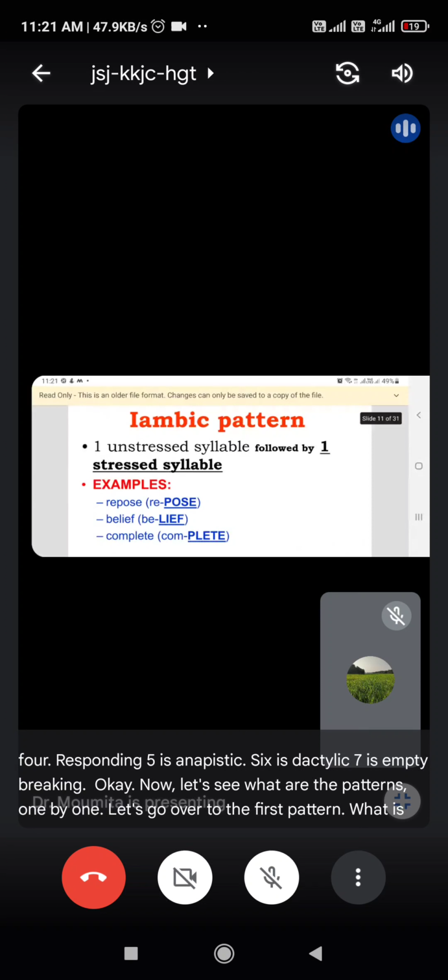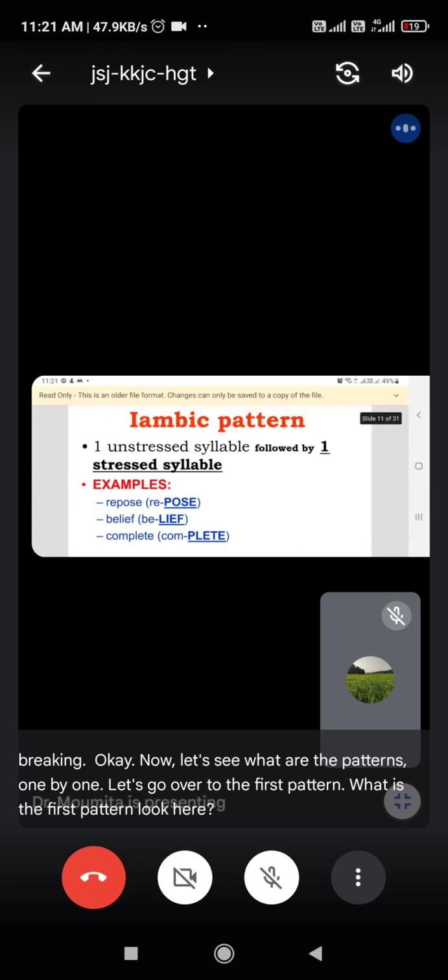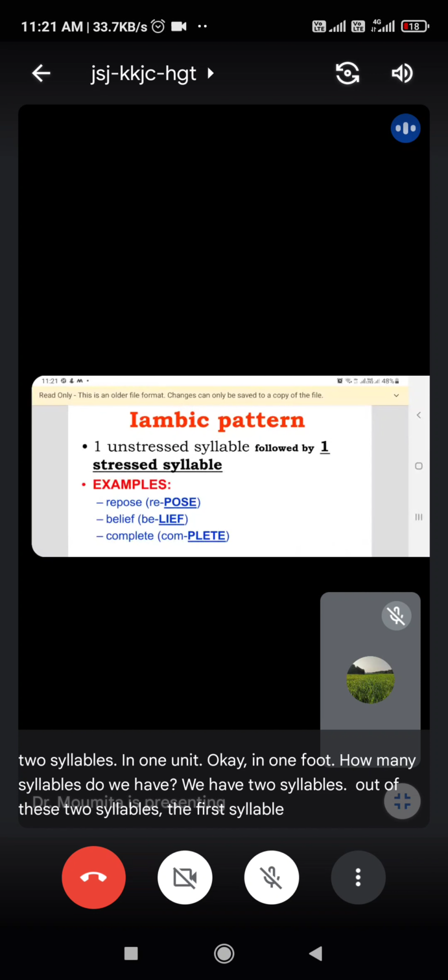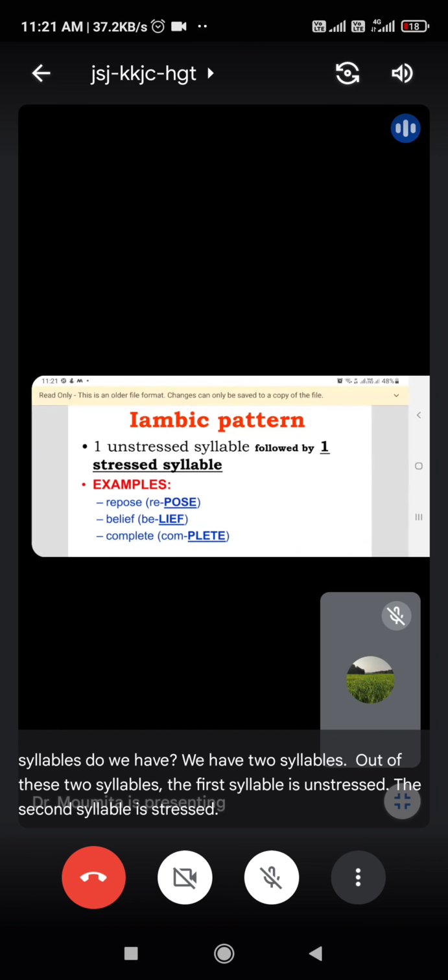What is the first pattern? Look here. The first pattern is the iambic pattern. In iambic pattern, what happens? We have 2 syllables in one unit. In one foot, how many syllables do we have? We have 2 syllables. Out of these 2 syllables, the first syllable is unstressed, the second syllable is stressed. Let's look at the examples.